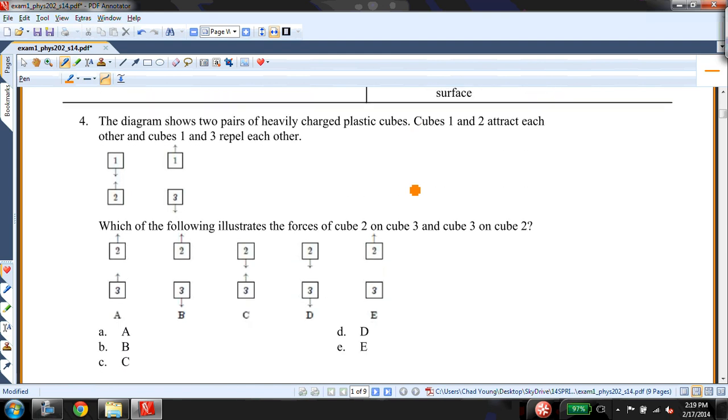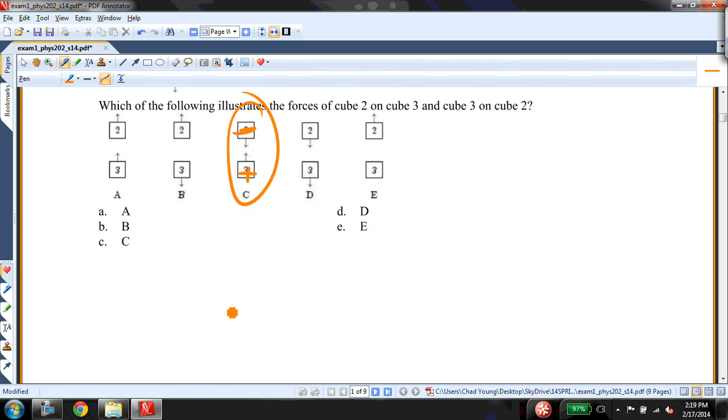I have these two pairs of charged plastic cubes. Cubes 1 and 2 attract each other, and 1 and 3 repel each other. So let's say that number 1 was positive. That would mean that number 2 would be negative. And if number 1 is positive, that means number 3 is positive. And how about 2 and 3? So that's going to be a negative and a positive. They will attract. That is C for number 4.